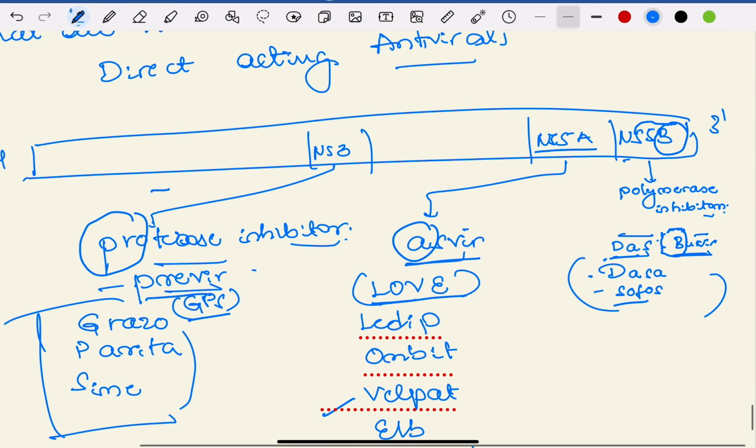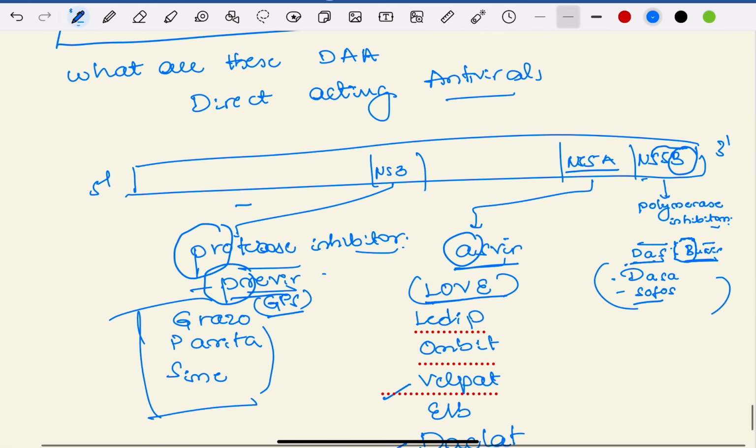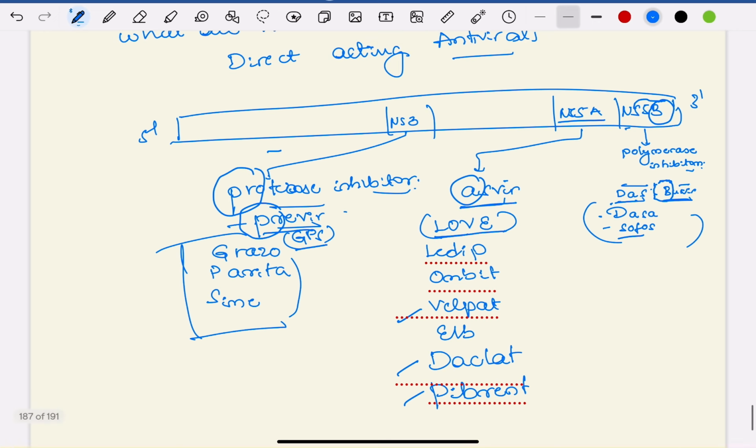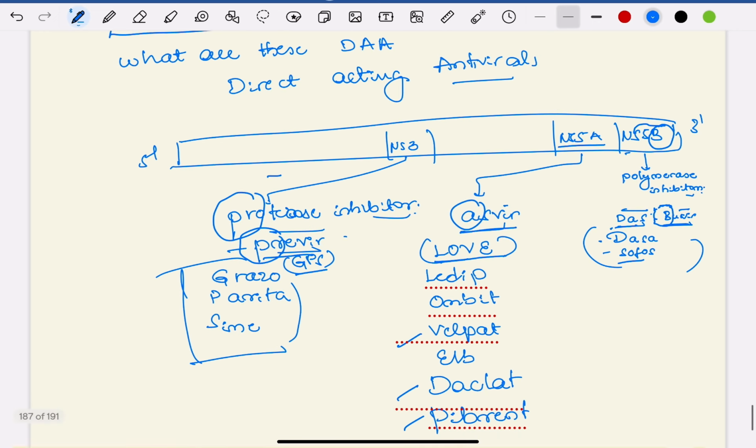Protease starts with PR, so it is previr. Okay, so this is how you have to remember. These are DAA. A lot of times this question has been asked, DAA in hepatitis C. This can be expected in your coming exams also. So okay, this is about DAA examples.